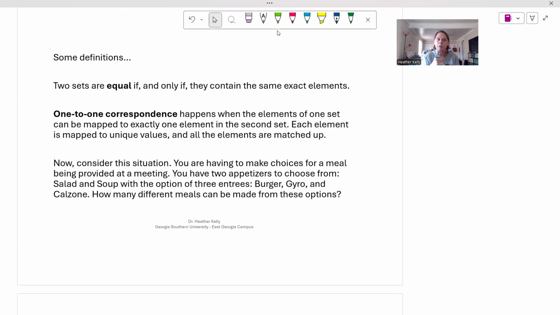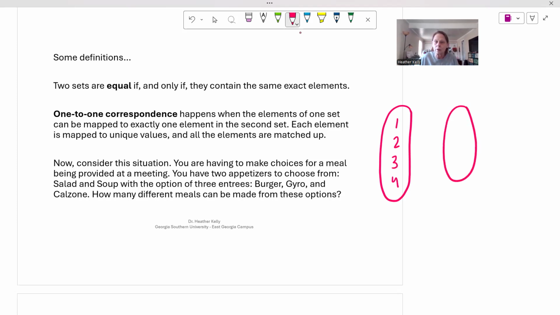Another big concept here is something called one-to-one correspondence. And one-to-one correspondence happens when your two sets are the same size, right? And each element in the first set could be mapped to a unique element in the second set. I'll draw a little visual here. So if we had something like 1, 2, 3, 4, and we have A, B, C, D. Now, this describes a one-to-one correspondence because each element in the first set could be directly mapped to an element in the second set.